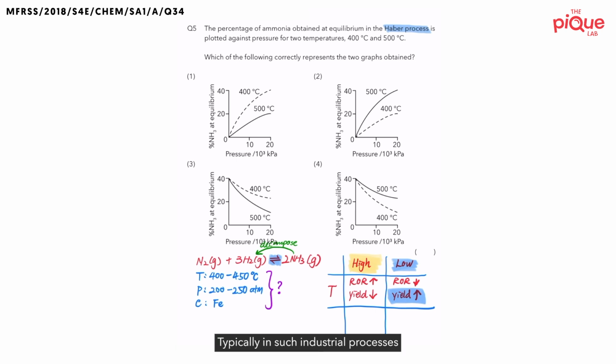Typically, in such industrial processes, after many rounds of optimization, generally 400 to 450 degrees Celsius is considered the optimal temperature. On the other hand, if you look at pressure, we can see that the reactants, which are nitrogen and hydrogen, they are all in the gaseous state. What do you think will be the effect on rate of reaction as well as the reaction yield when this reaction is performed at high pressure?